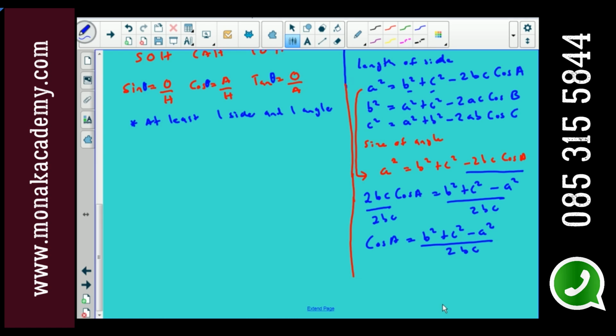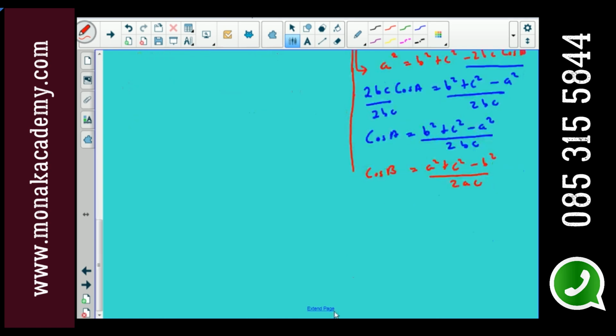You do the same. What do you think the formula for cos B will be? Without changing the subject. Cos B, it will be A squared plus C squared minus B squared over 2AC. Very simple. We do the same, the last one.